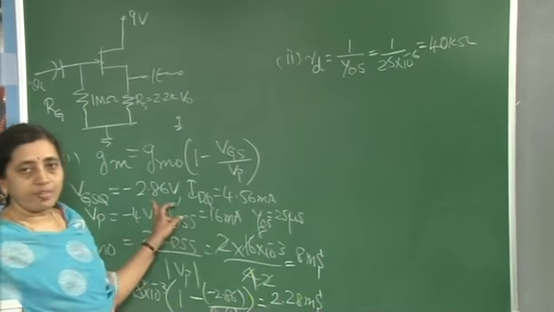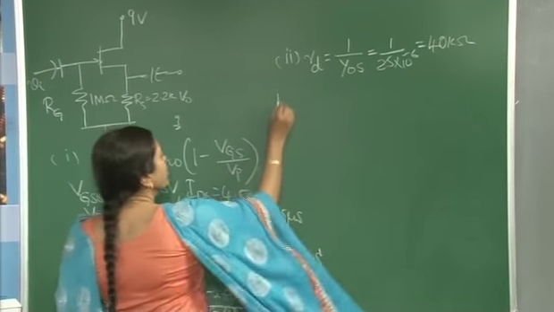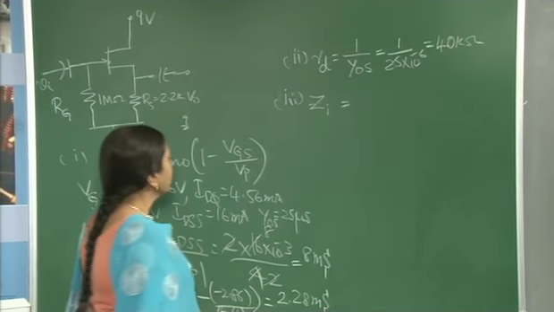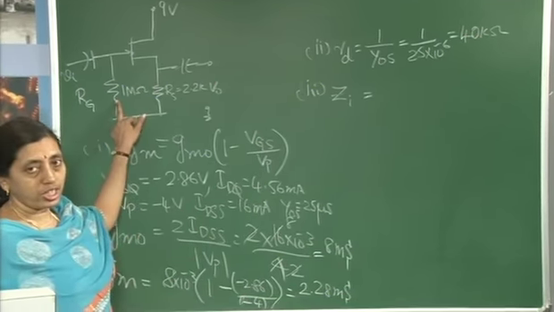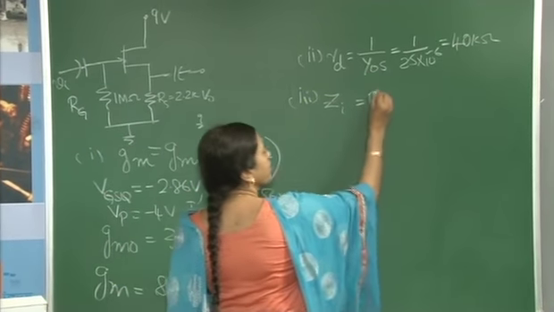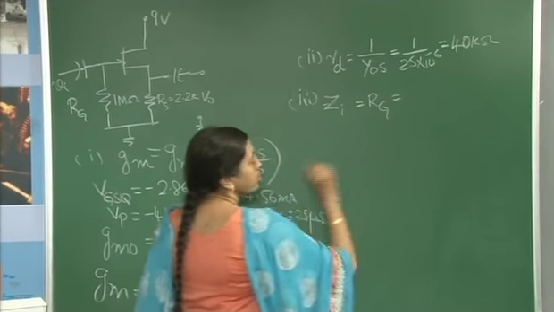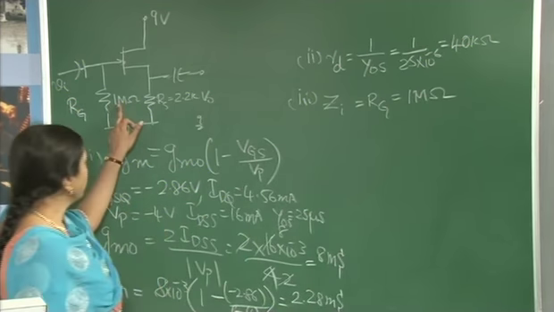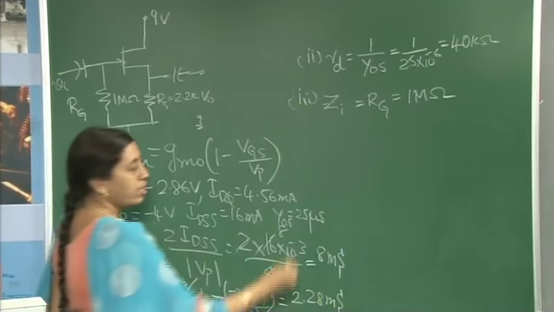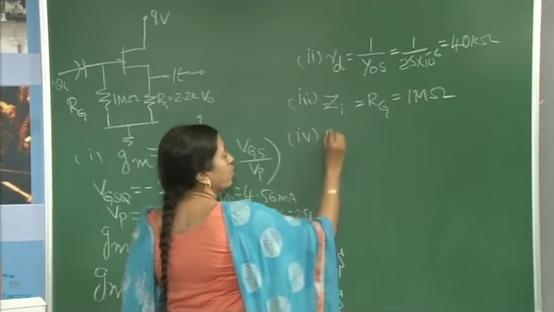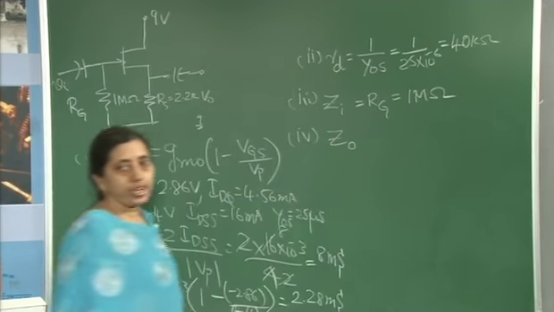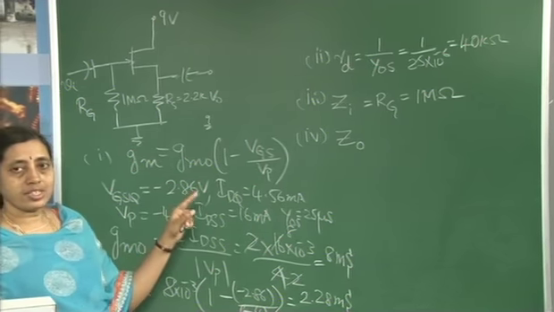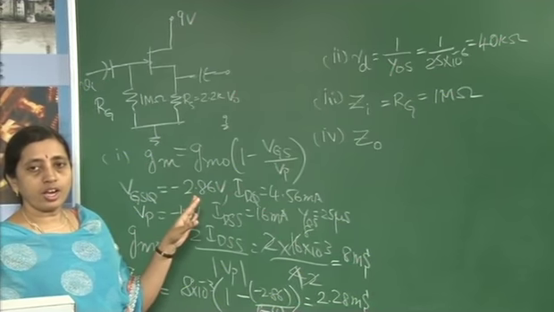Next is to evaluate input impedance. In the previous lecture, we have found that the input impedance Zi is nothing but the value of Rg. So, Zi is equal to Rg, which is equal to 1 mega ohm. The value of Rg is specified to be 1 mega ohm. Next is to find the value of output impedance. Output impedance you need to evaluate by considering rd and even without rd.